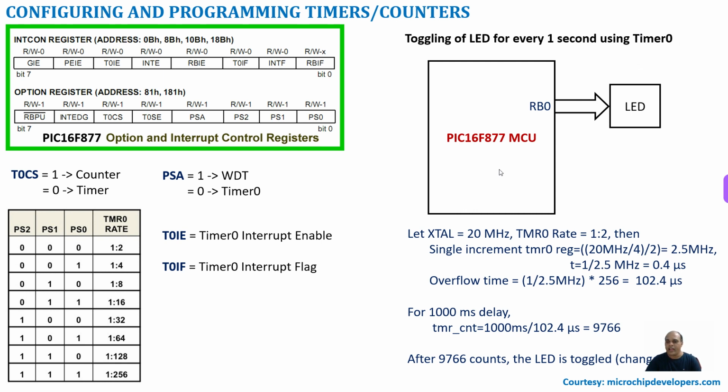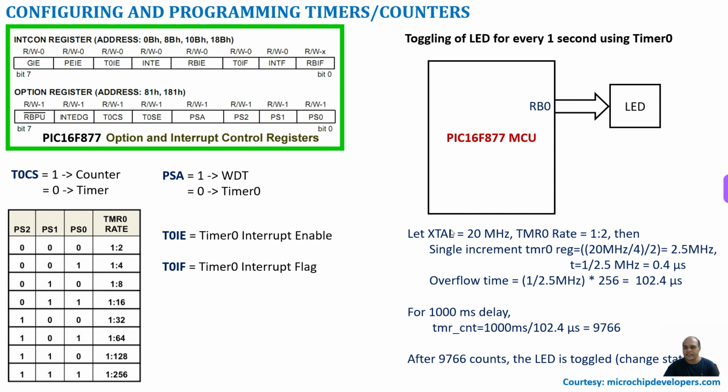I am going to take a PIC16F877 microcontroller and connect an LED to the RB0 pin, and I want to toggle this LED, toggling in the sense changing the state. I want to toggle this LED every 1 second. Now let us do a simple calculation.